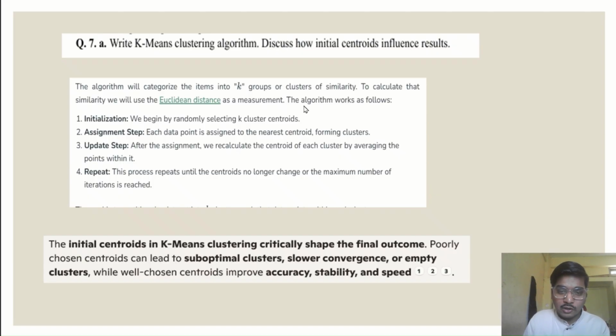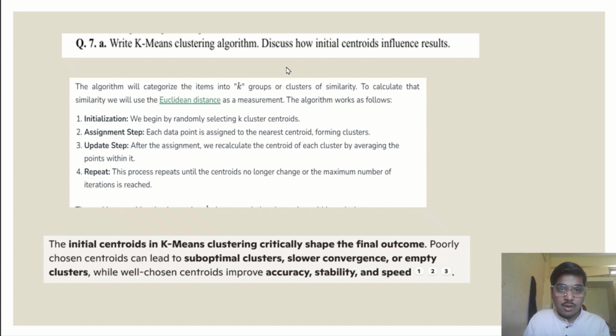The algorithm works like this: first it initializes, that is, we begin by randomly selecting the k cluster centroids. Then we perform the assignment step, in which each data point is assigned to the nearest centroid, forming the clusters. After that, we update the centroids: after the assignment, we recalculate the centroid of each cluster by averaging the points within it. After that, we repeat these steps. This process will be repeated until the centroids no longer change or the maximum number of iterations is reached.